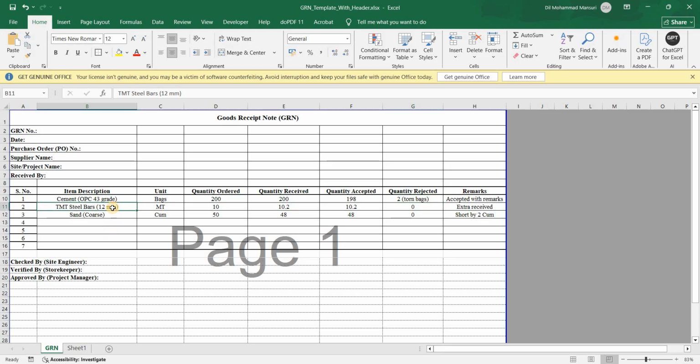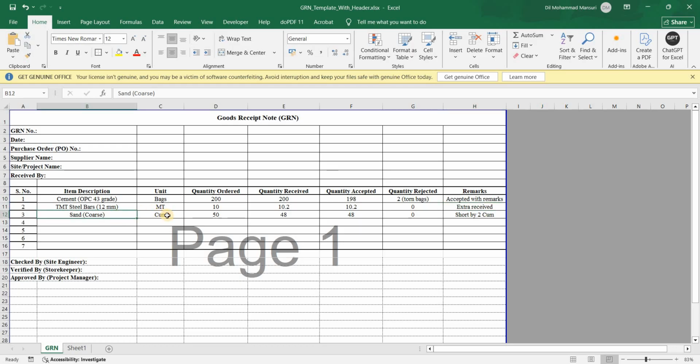Similarly, TMT steel bars. We were supposed to receive 12 mm diameter bars, and we received 10 metric tons. Suppose 10 metric tons was mentioned, and we received 10.2 metric tons on site as weighed, or there will be some measuring device or something like that, by which we confirm that we received 10.2 metric tons. So quantity accepted: how much did you accept? Did you accept the whole quantity, or reject some as in the bags of cement? We accepted 10.2. Quantity rejected: we did not reject any quantity. Extra receipts: we received some extra.